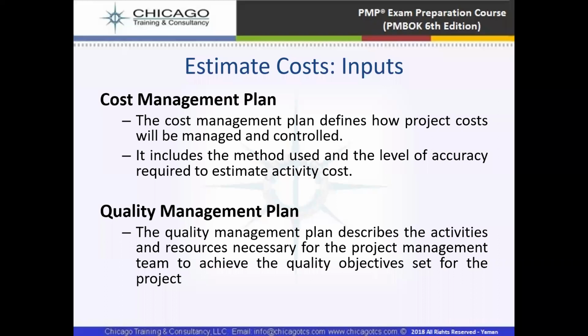What is the quality management plan? It describes the activities and resources necessary for the project management team to achieve the quality objectives. It means there are quality objectives, and we are going to achieve them. So we should keep in mind that the quality management plan is there, and we should consider this while estimating our cost.